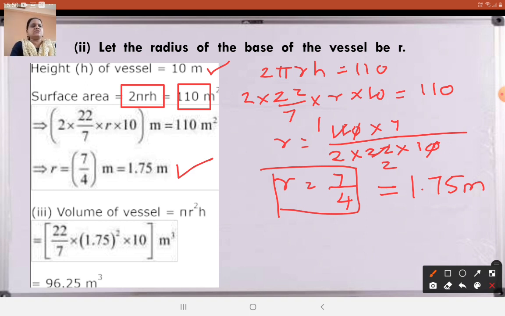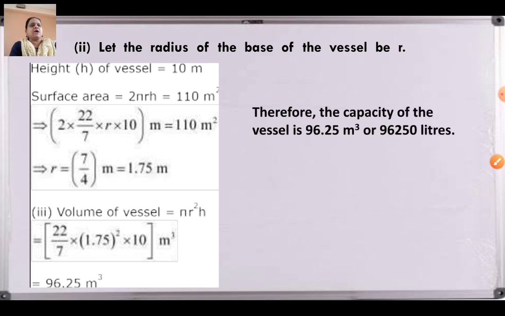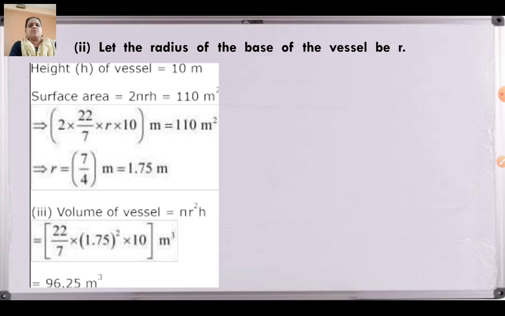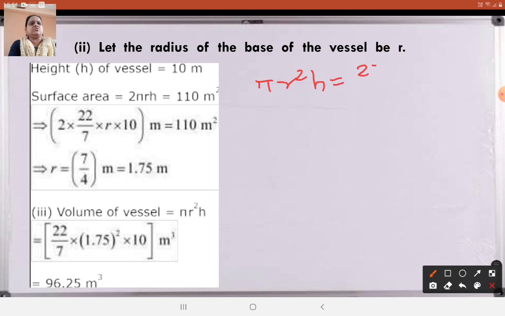The second part is over. Now let us see the third part. What is the third part? We will have to find the volume of the vessel. So what is the formula for the volume? Pi r square h, correct? So the pi value is 22 by 7 into r, which is 1.75.